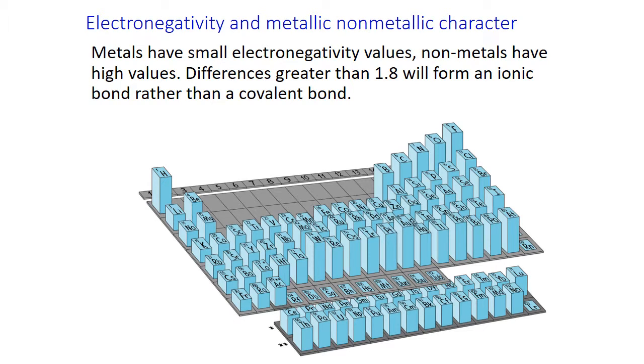Okay, so in terms of metallic, non-metallic category, you may have already worked it out that metals have small electronegativity values, non-metals have high values. So if you calculate the difference between the two electronegativity values that are given, differences of greater than 1.8 will usually form ionic bonds rather than covalent bonds. So in the previous example, fluorine with 4 and sodium with 0.9, 4 minus 0.9 is 3.1, a very strongly ionic bond.